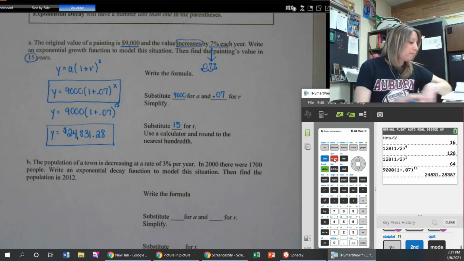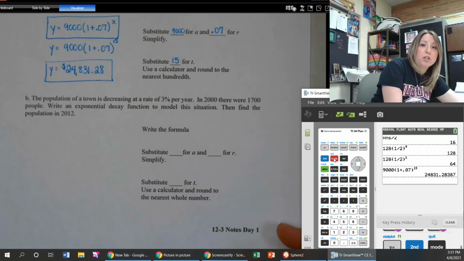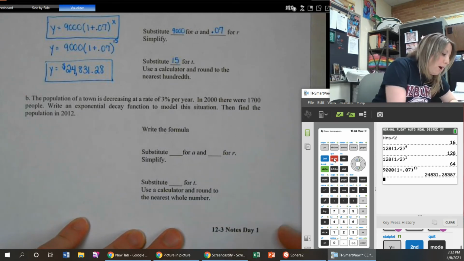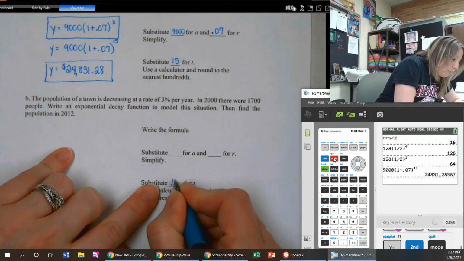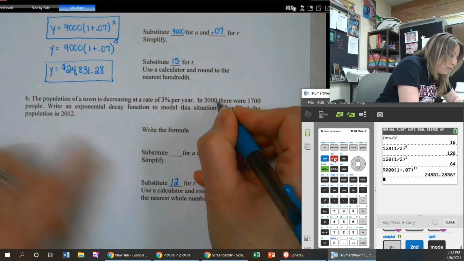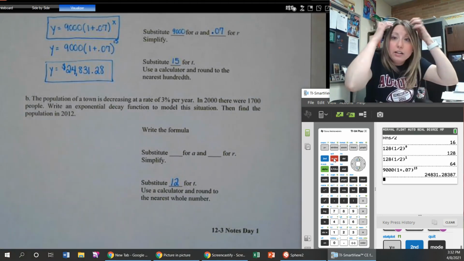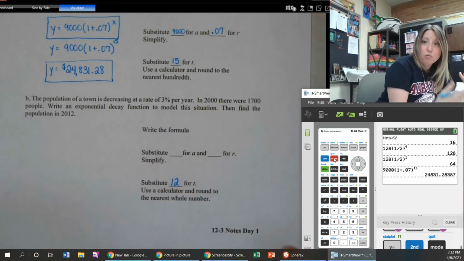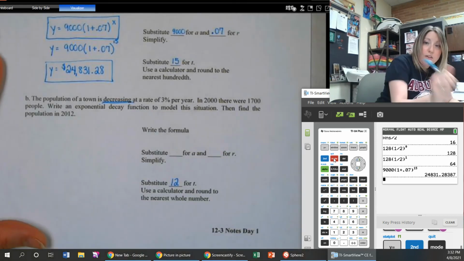The population of a town is decreasing at a rate of 3% per year. In the year 2000, there were 1,700 people. Write an exponential decay function to model the situation, then find the population in the year 2012. So that right there, I know it's going to be 12 for t, because from the year 2000 to the year 2012, 12 years pass. So that's the first thing that I took in. The next thing I need to decide is, is this growth or decay? The population of a town is decreasing. Okay, that's decay. That's a minus sign.